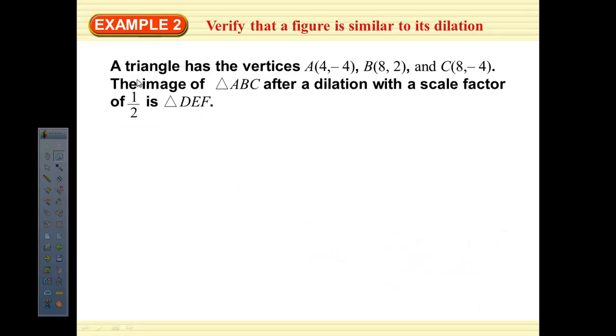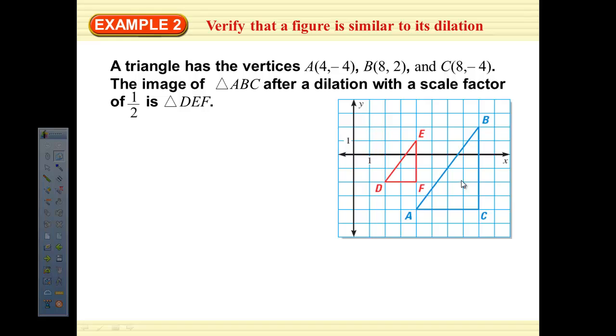So now we're going to do it where the scale factor is 1/2. That means all of these are going to be divided by 2. So it would be 1/2 of x and 1/2 of y. That would make this 2, negative 2. That would make this 4, 1, and this would be 4, negative 2. So again, here is the original. The new one is half. The lengths are half the length.